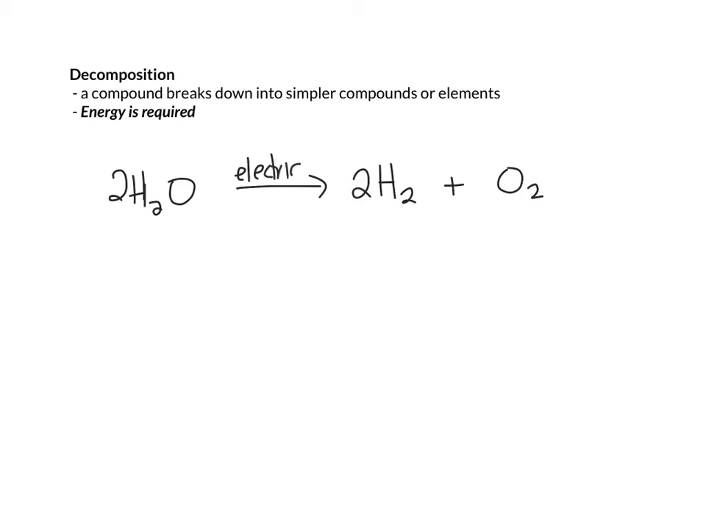Usually, we place the energy that's used with the arrow because it's not actually a reactant or a product, it is a catalyst. It's how it happens. So it's with the energy that makes it happen. So we put it with the arrow.